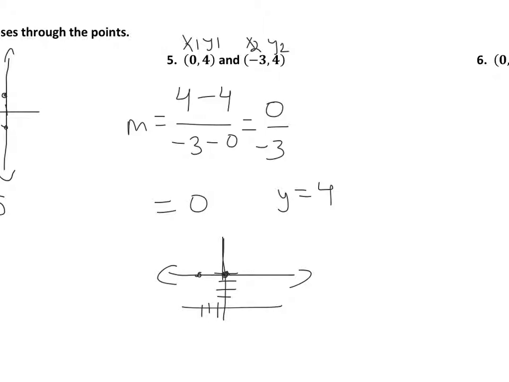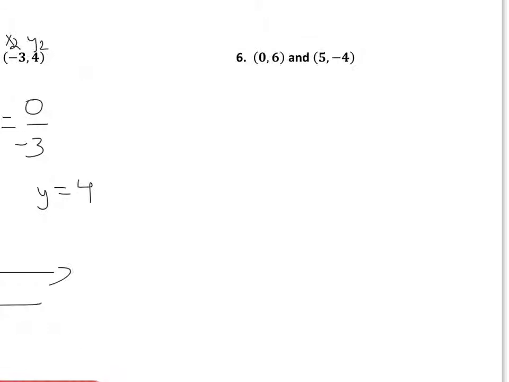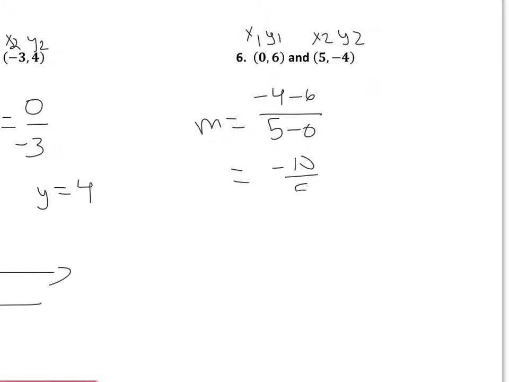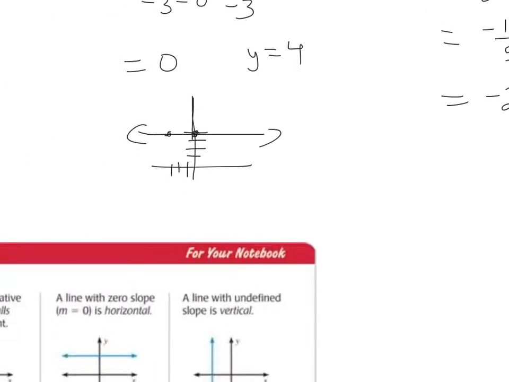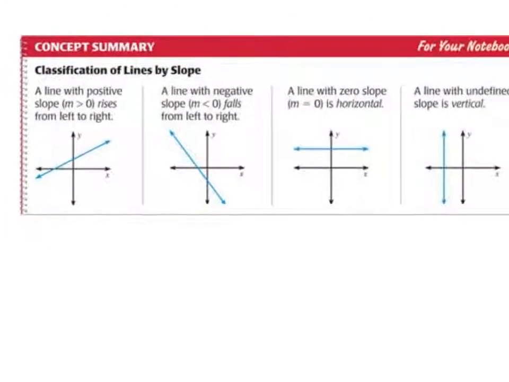Let's take a look at another. x1, y1, x2, y2. Negative 4 minus 6 over 5 minus 0. You get negative 10 over 5, which is negative 2. Okay? So let's look at a picture here and let's talk about some things. Okay.